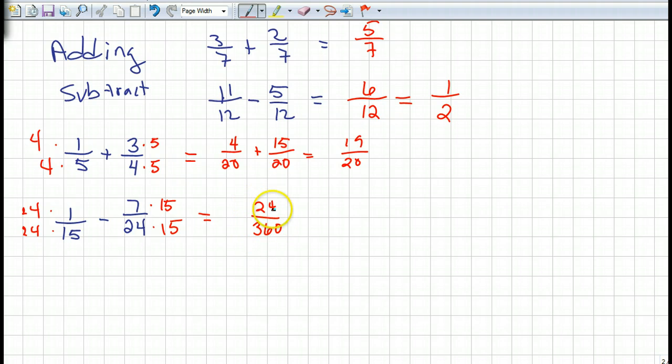24 over 360 minus 7 times 15 is 70 plus 35 would be 105. And then this would be 81 over 360, and it's going to be negative. Can I reduce that? Yeah. They both are divisible by 9. So this would be negative 9/40.